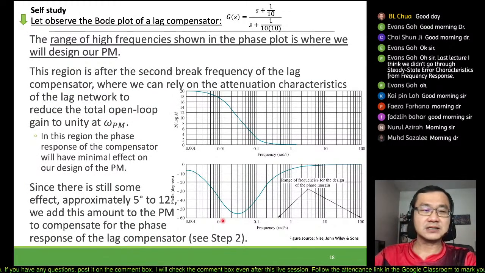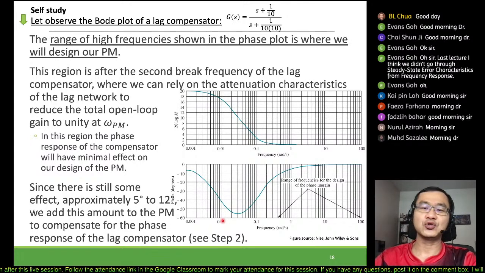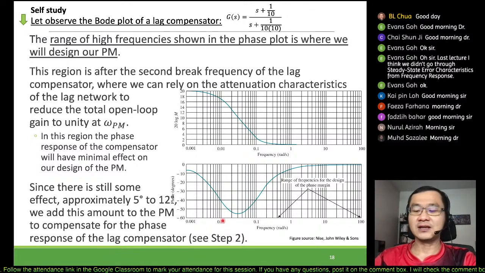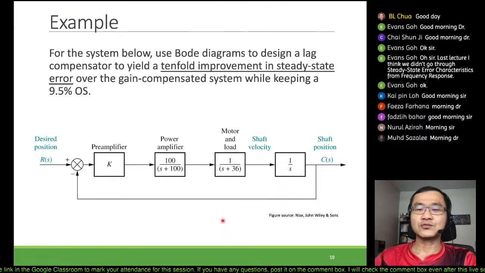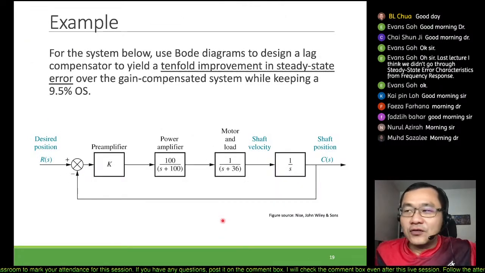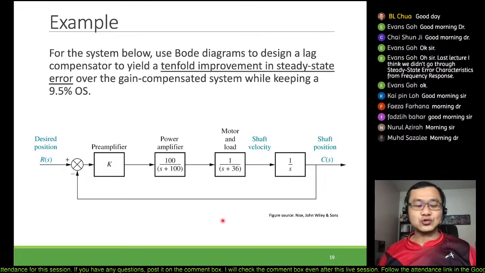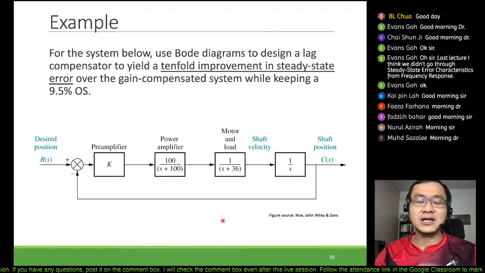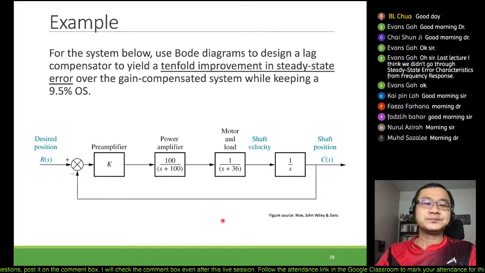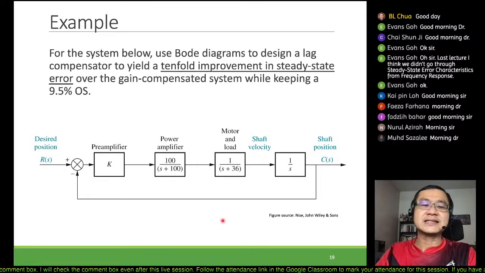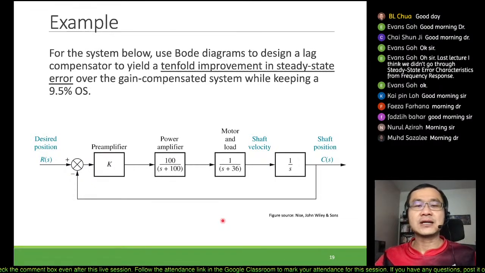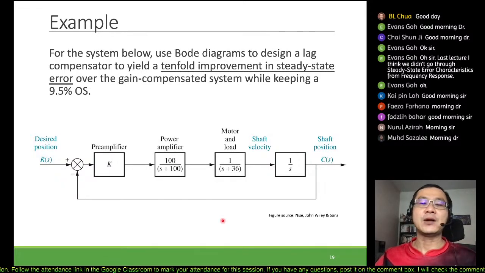Again, this is a description of how you may observe the Bode plot accordingly, so you can refer to this later on when you are familiar with it. So that would be the slide for you to go through on your own after you are clear with it. Now we quickly go through the example of how we are able to use the Bode plot diagram to design a lag compensator.